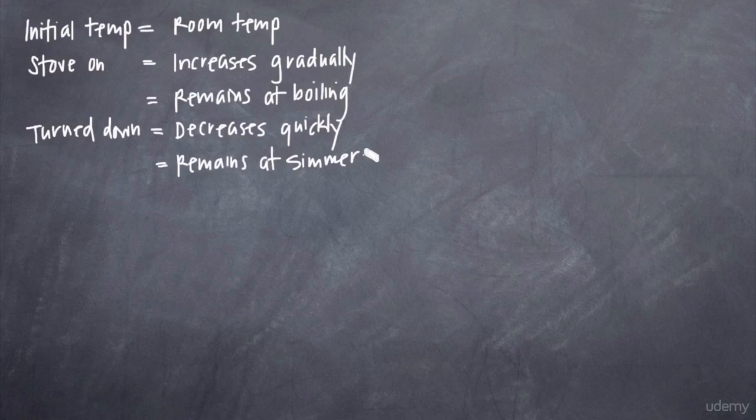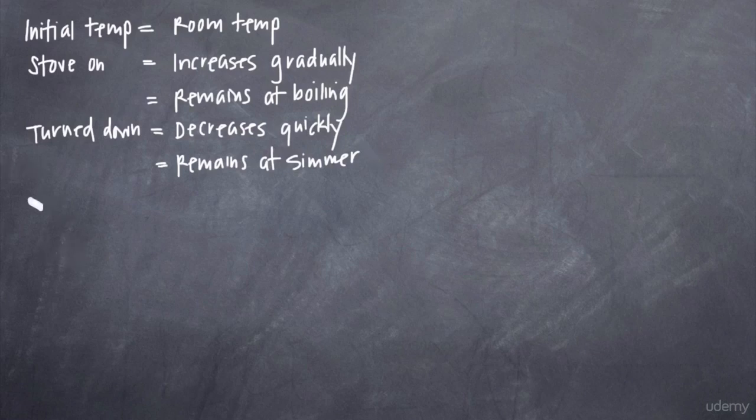We've been asked to draw a graph of T, which stands for temperature, as a function of time that has elapsed since the burner was turned on. The description we've been given is that the initial temperature of the water is room temperature. Then, when the stove is turned on, the temperature of the water increases gradually until it reaches a boil, where the temperature remains constant. And then at some point, the temperature is turned down and the water temperature decreases quickly to a simmer, where it remains until the pot is dumped out.